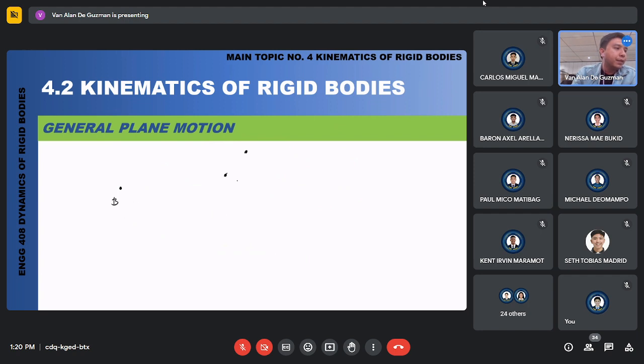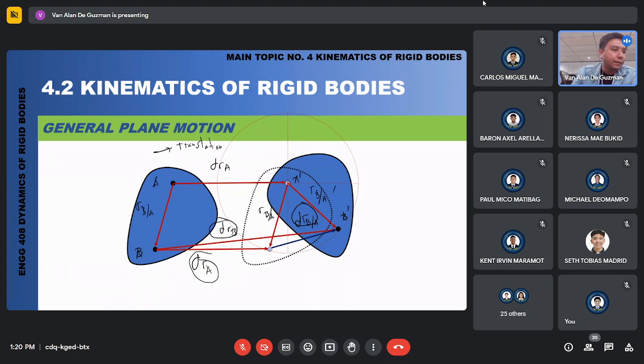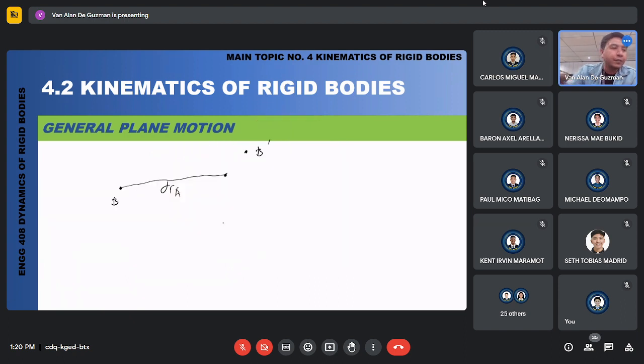Diba ito ay B? This one is yung pagitan before it rotates. And this one is the last point ng BB prime. This one, what does this represent? DRA. This one. Next, this one. What does this represent? This is DRB relative to A. Okay? And lastly, we have this one. What does this represent? This represents yung ating DRB.